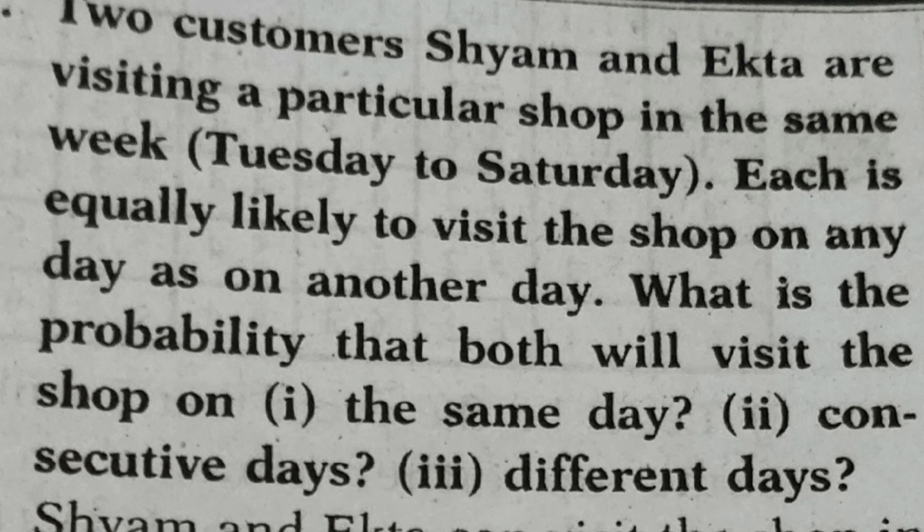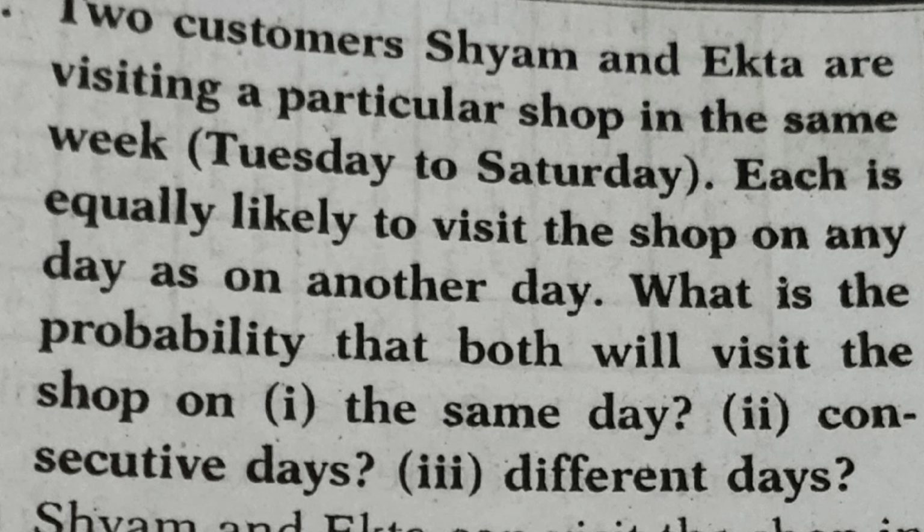Now one more, very important. 2 customers, Sham and Ekata, are visiting a particular shop in the same week. The week is taken as Tuesday to Saturday, that means only 5 days. Each is equally likely to visit the shop on any day as on another day. What is the probability that both will visit the shop on the same day, the second is consecutive days, and the third is different days. So this sum is just like the dice sum type of thing.